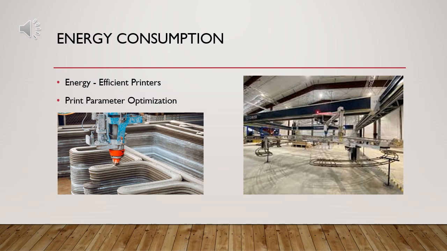Energy consumption. The energy consumption of 3D printers during the printing process can contribute to the overall sustainability impacts. Using energy-efficient printers and optimizing printing parameters can help reduce energy consumption. Energy-efficient printers. Investing in energy-efficient 3D printers and using them optimally can reduce the electricity consumption during printing. Print parameter optimization. Adjusting printing parameters such as layer thickness, infill density, and print speed can help optimize the printing process and reduce energy usage.